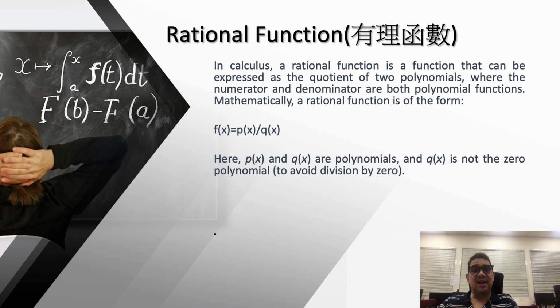Rational function. This is the last word for today. In calculus, a rational function is a function that can be expressed as the quotient of two polynomials, where the numerator and denominator are both polynomial functions. Mathematically, a rational function is of the form f(x) = p(x) divided by q(x). Here, p(x) and q(x) are polynomials, and q(x) is not a zero polynomial to avoid division by zero.